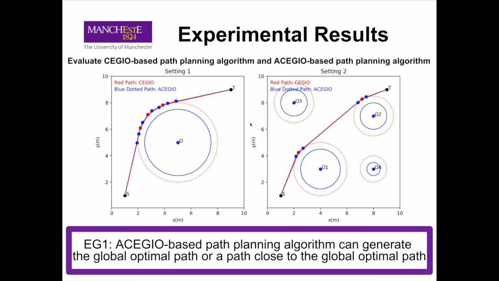Here are the results. Red paths are generated by a CGL-based path planning algorithm, and the blue dotted paths are generated by an ACGL-based path planning algorithm. As we can see, the ACGL-based path planning algorithm can generate paths extremely close to the global optimal paths and solve the optimal path planning problem. So the first experimental goal, effectiveness, is achieved.